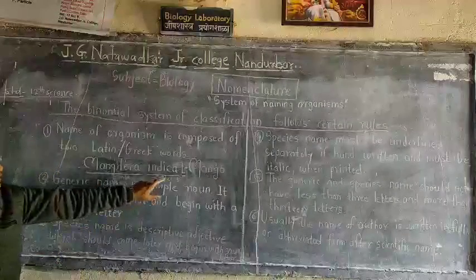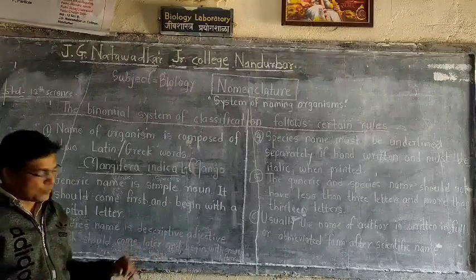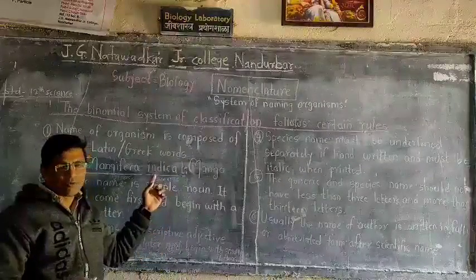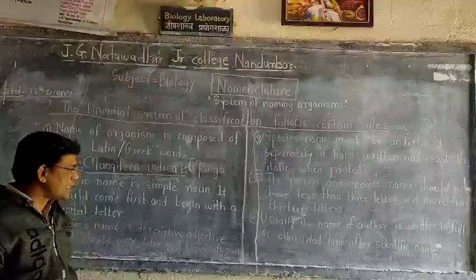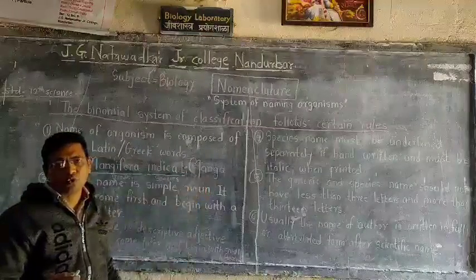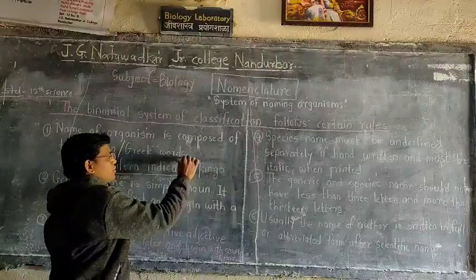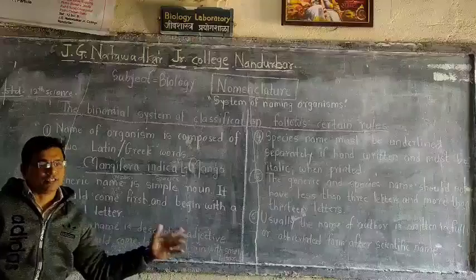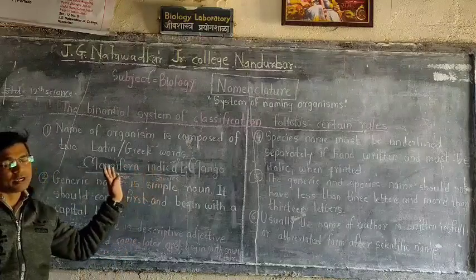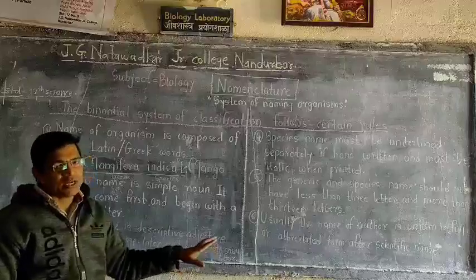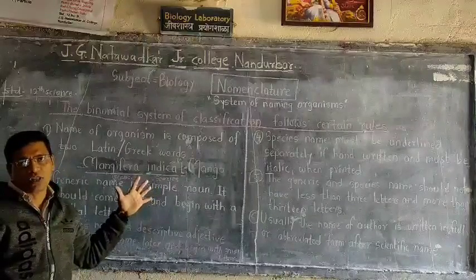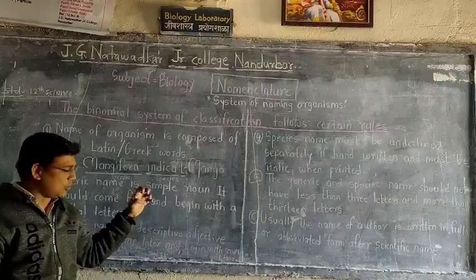Then about the species name. The species name is a descriptive adjective, meaning by this name we can describe some characteristics of that organism. Here indica indicates that this species of mango tree belongs to India, so it is a descriptive adjective. It should come later, after the genus name, and begin with a small letter. Here indica begins with a small i. The first letter should be small.